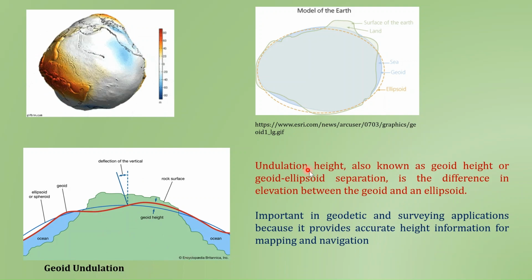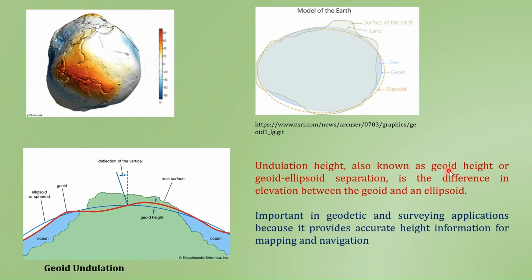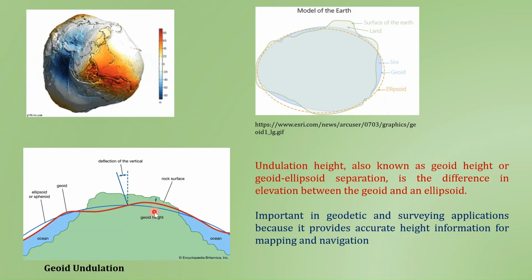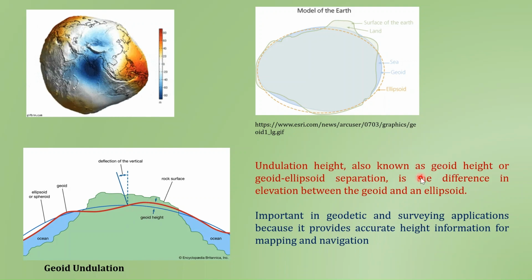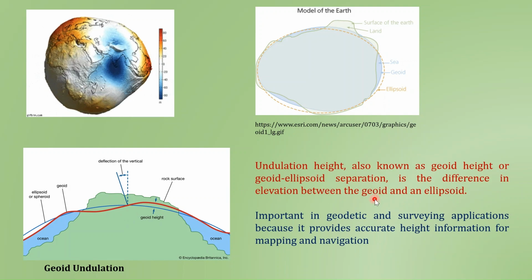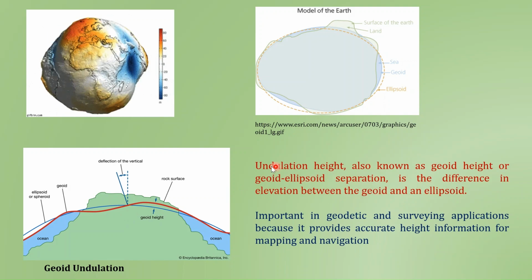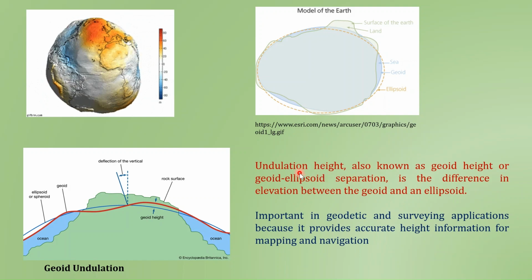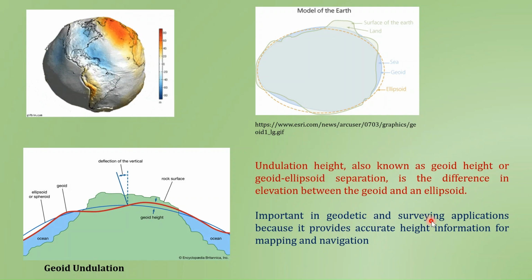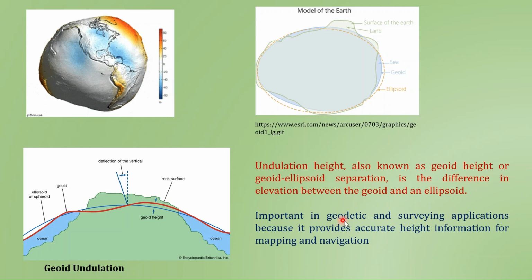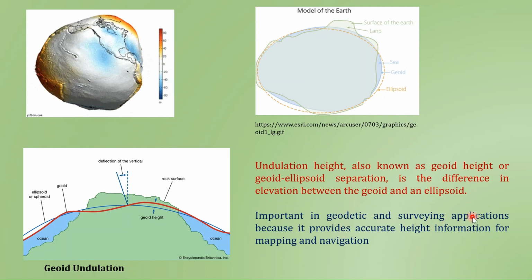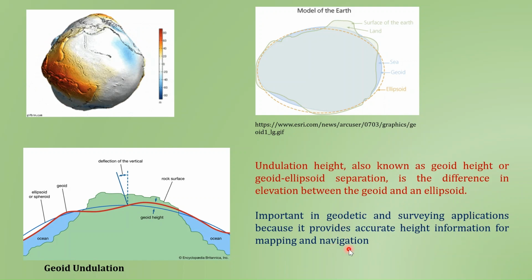And this undulation height, which is also known as the geoid height or the geoid-ellipsoid separation, is the difference in elevation between the geoid and the ellipsoid. This undulation height is very important in geodetic and surveying applications because it provides accurate height information for mapping and navigation.